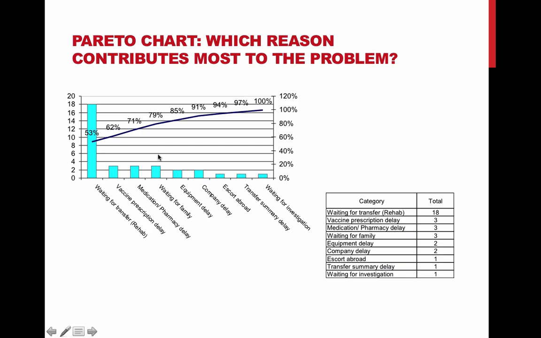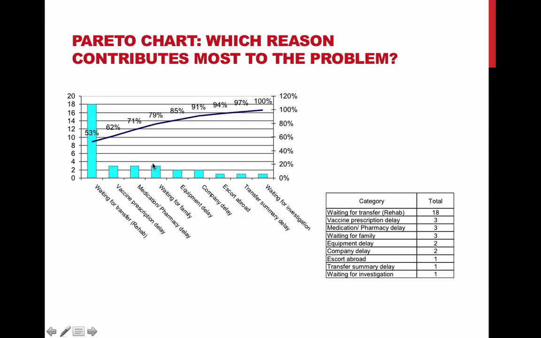Now, what does the Pareto principle tell you? It's the 80-20 principle. It tells you that 20% of the causes account for 80% of the results. So in this case, it would mean that 20% of the reasons would account for 80% of my delay. What I'm seeing here is it's not exactly 20%, but it's four out of 9 reasons. So about 40% of my reasons account for 80% of my delay.